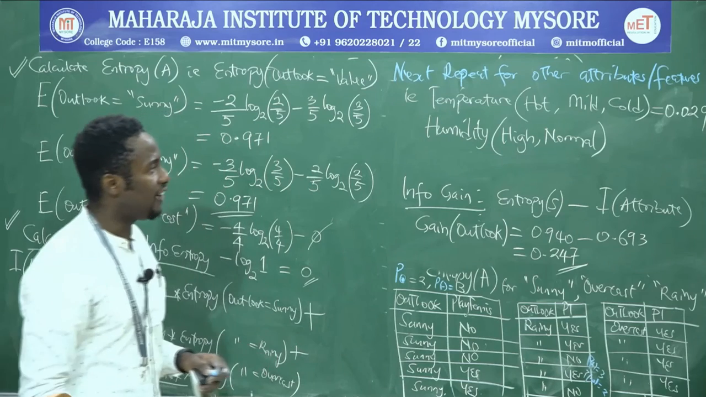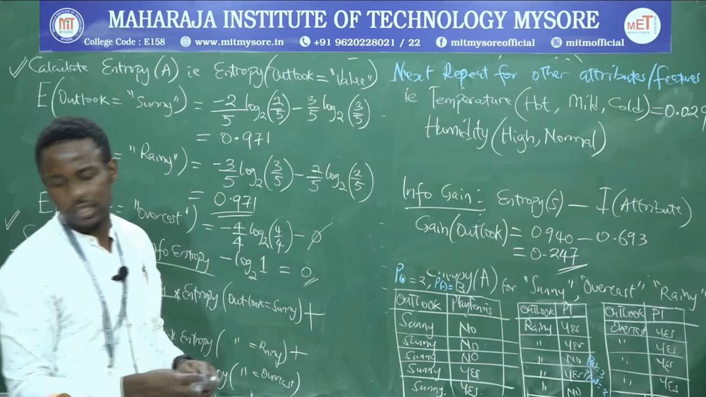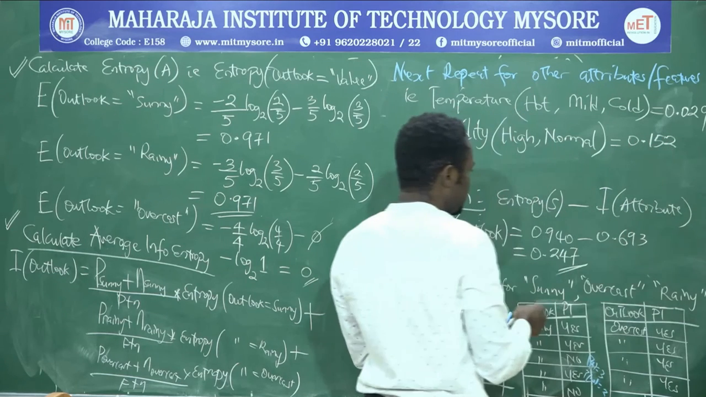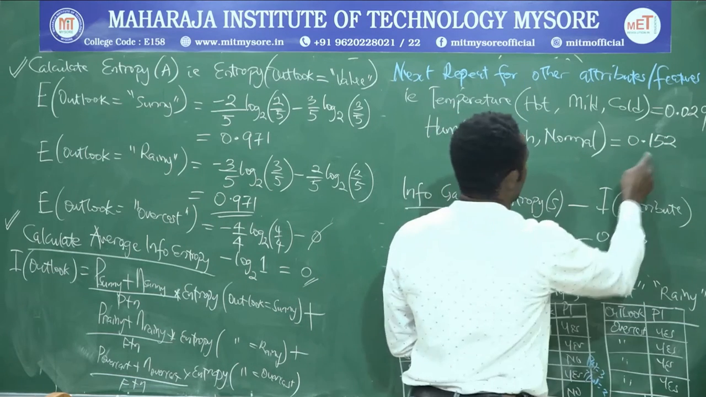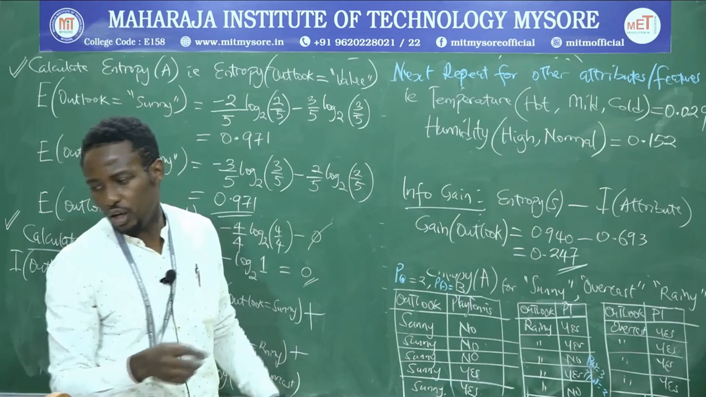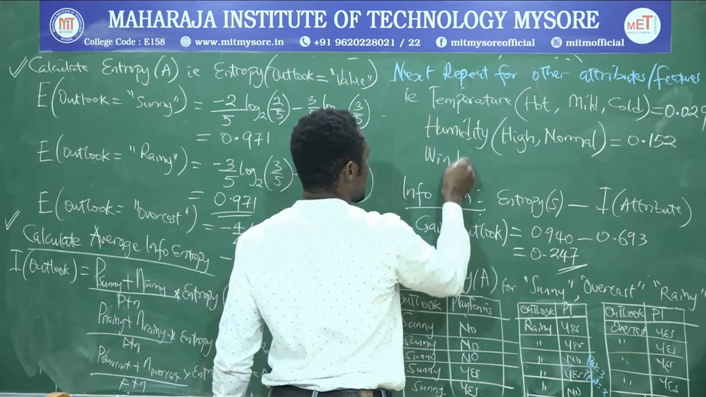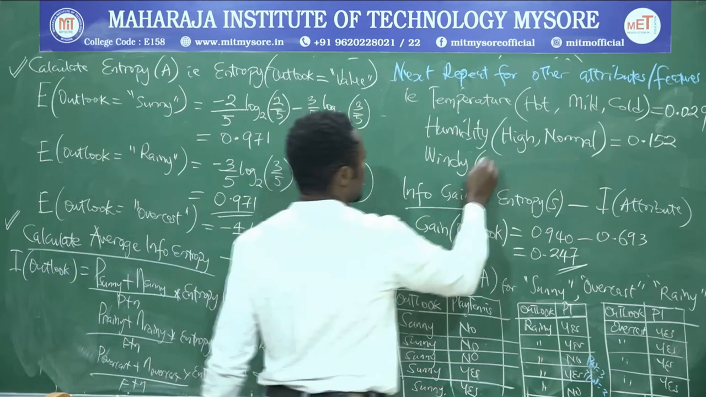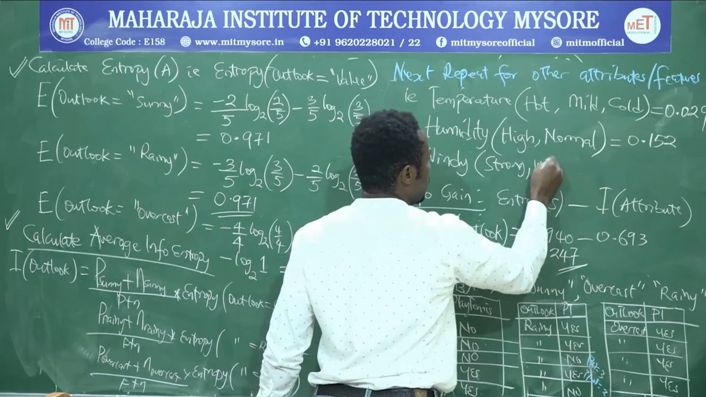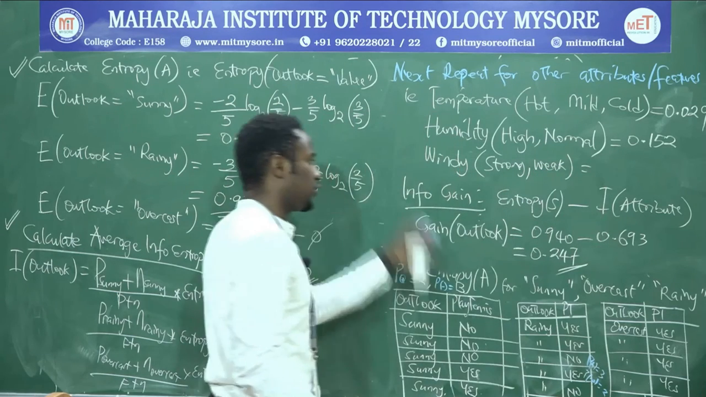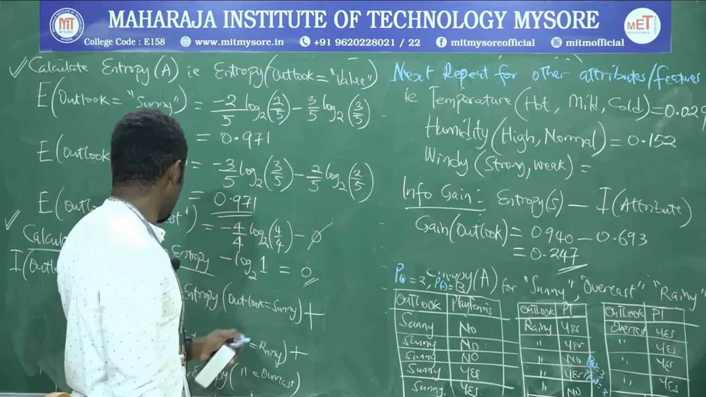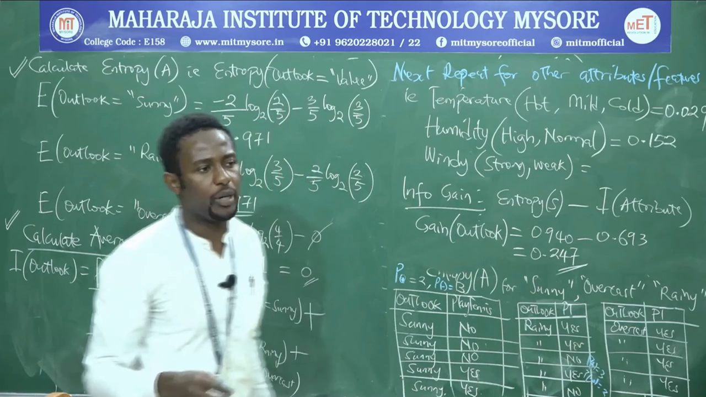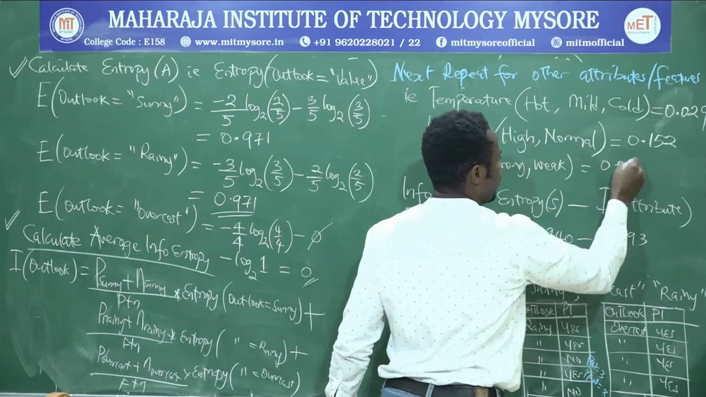After that is done, the gain is 0.152. That's the gain for humidity. And lastly, you have to compute for windy. In windy, you have strong and weak. Again, you repeat the same process: calculate the average information entropy, calculate the information gain, and at the end, the information gain boils down to 0.048.